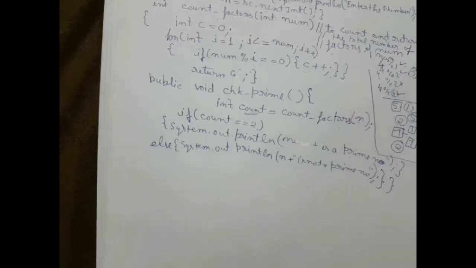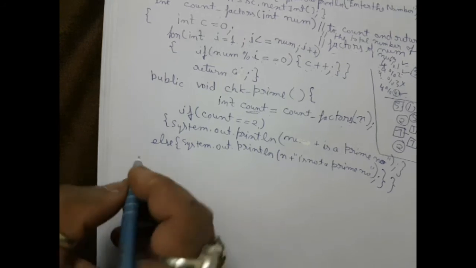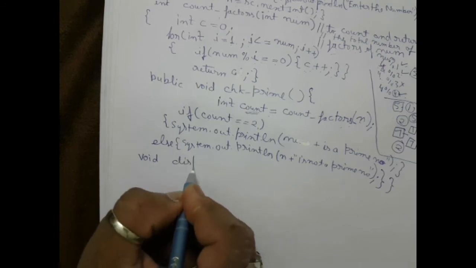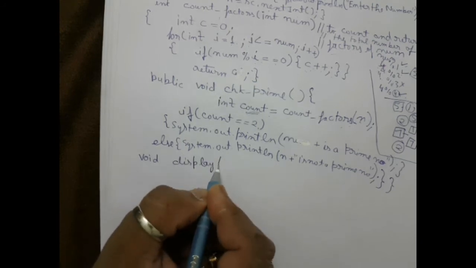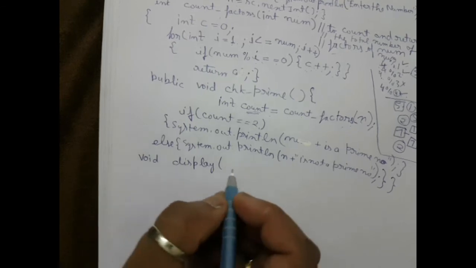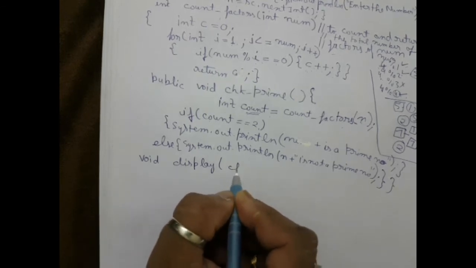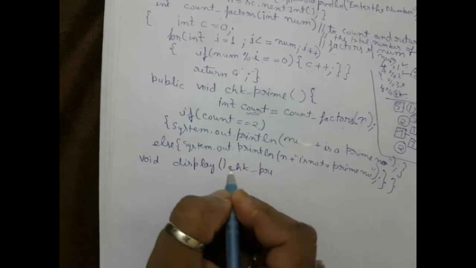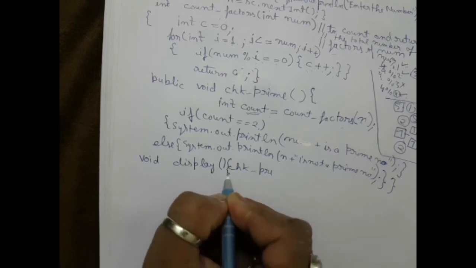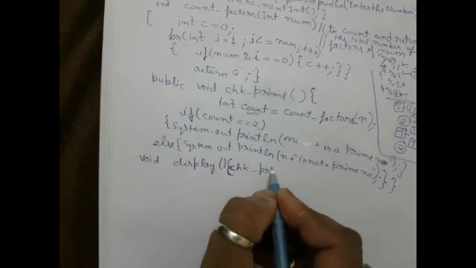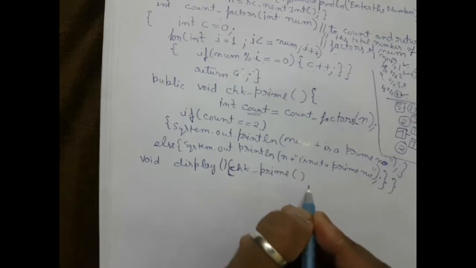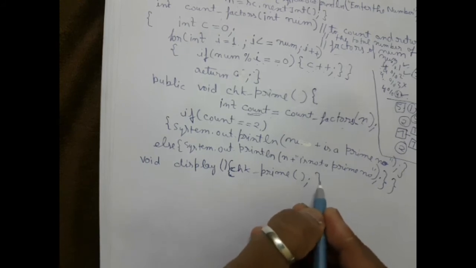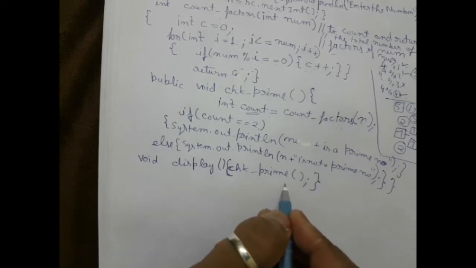All right, now what we can do, say void display. So here we can call chk_prime. We close this parenthesis and then we open this curly brace here, and then we write chk_prime. And when we call this, it will give the appropriate message. So we finally close this function. It is as simple as that.